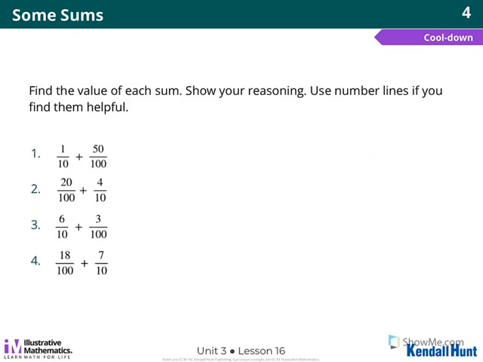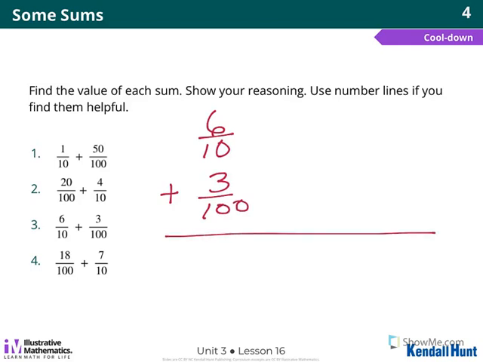Okay, let's look at number 3. We have 6 tenths plus 3 hundredths. And if you haven't caught on by now, our common denominator is 100. Okay, 100 times 1 is 100. What you do to the bottom, you do to the top. 3 times 1 is 3.